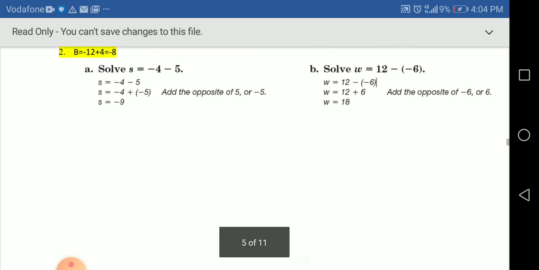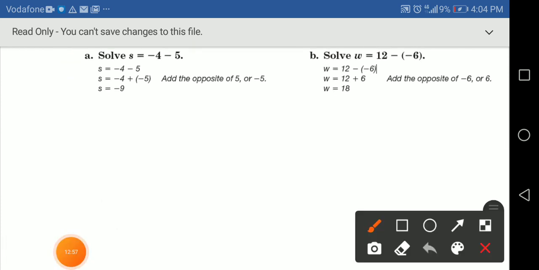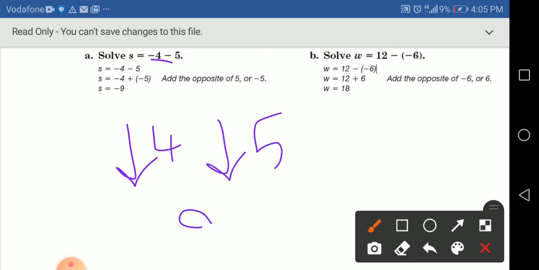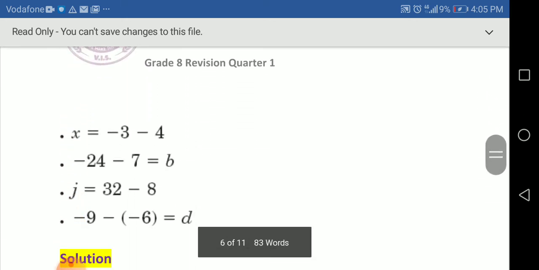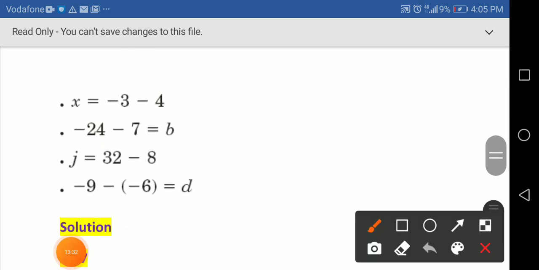After this, I have a question he asks me to solve. This is also important. Negative 4 minus 5. When you have the same sign, I lost 4 pounds, then I lost 5 pounds. So in total, I lost how many pounds? 9 pounds. Here I have 12 minus negative 6. We have brackets, so negative times negative gives me positive, so the answer is 18. After that, guys, this is the same: negative and negative, so it will give me negative 7.